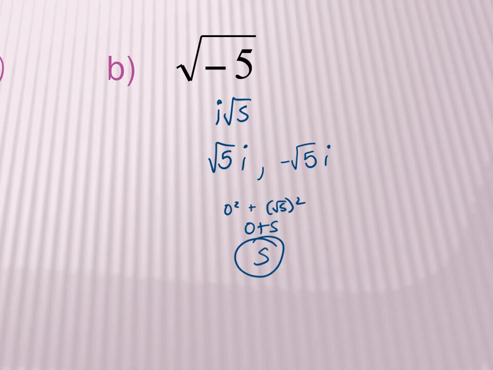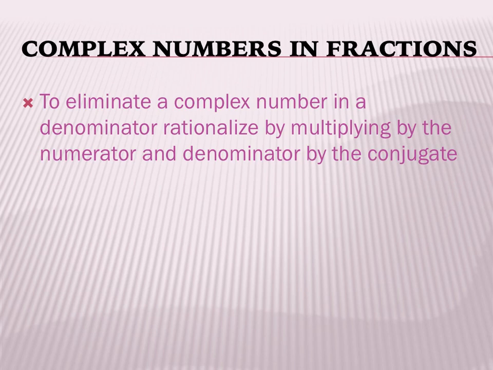Questions on that part? All right, so this is why we're going to use it. When you have a complex number in a fraction, if it's in the denominator, it's the same thing as having the square root in the denominator, and we can't leave it there, right? It's irrational. So we're going to eliminate a complex number in a denominator by rationalizing, by multiplying the numerator and the denominator by the conjugate.